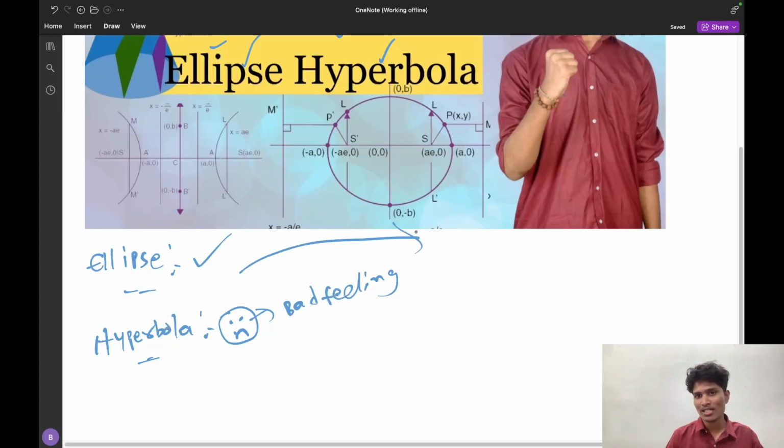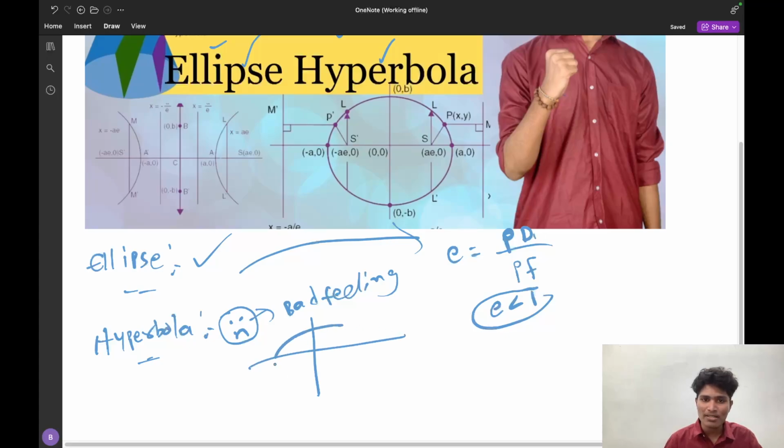So what is ellipse first? I already discussed eccentricity. What is eccentricity? It is the ratio of the distance between a point on a curve and the focus to its distance from the directrix. If I define the distance of the point from the focus as F and the distance from the directrix as D, and this ratio is less than 1, then it is an ellipse.